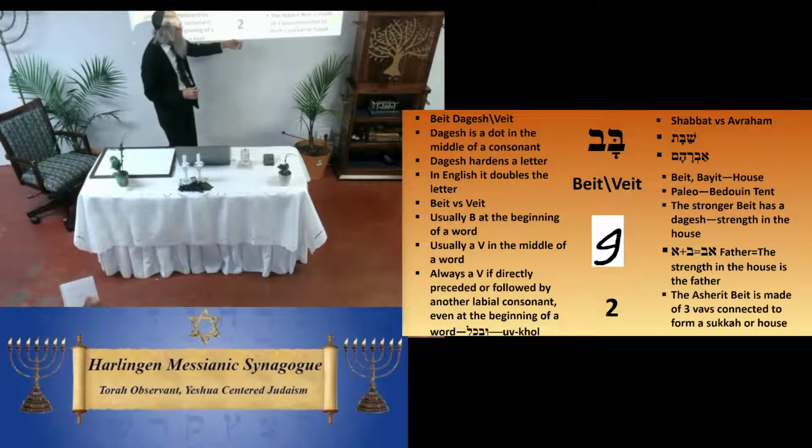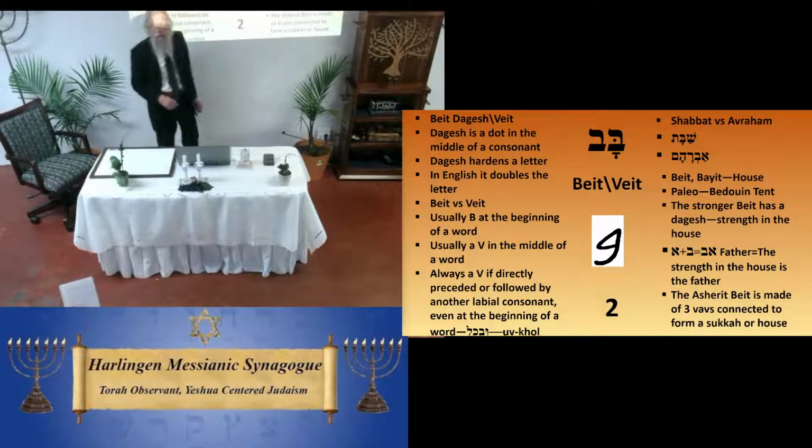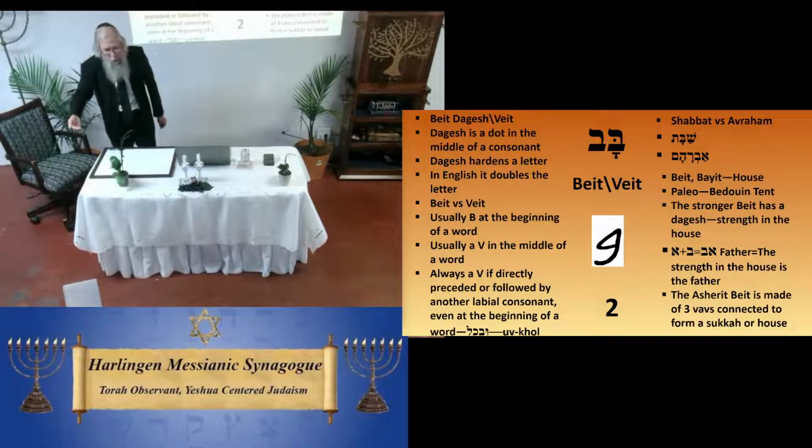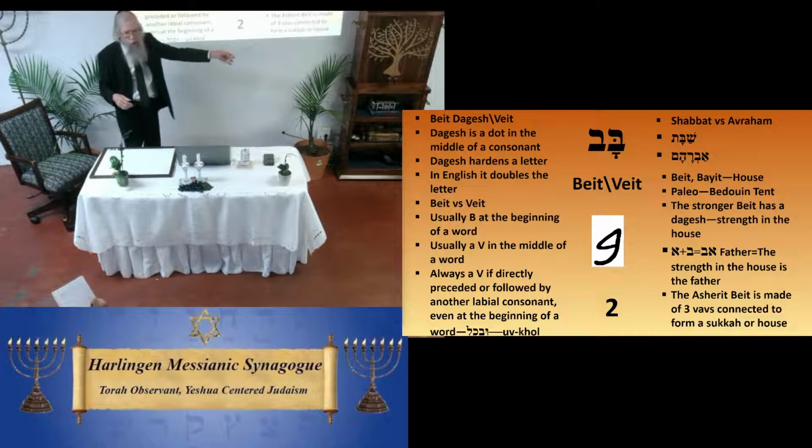So next. So Ashrit Bet. Ashrit is what we call the modern Hebrew. It's called Ashrit. Okay? We call it modern Hebrew because it's not as old as Paleo Hebrew. But what we call modern Hebrew is over 2,000 years old. But it's called modern Hebrew. The scroll is written in modern Hebrew. It's written in Ashrit.